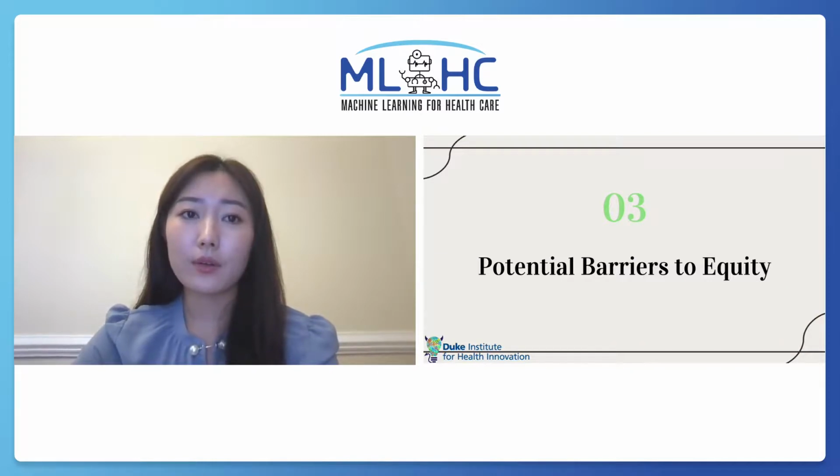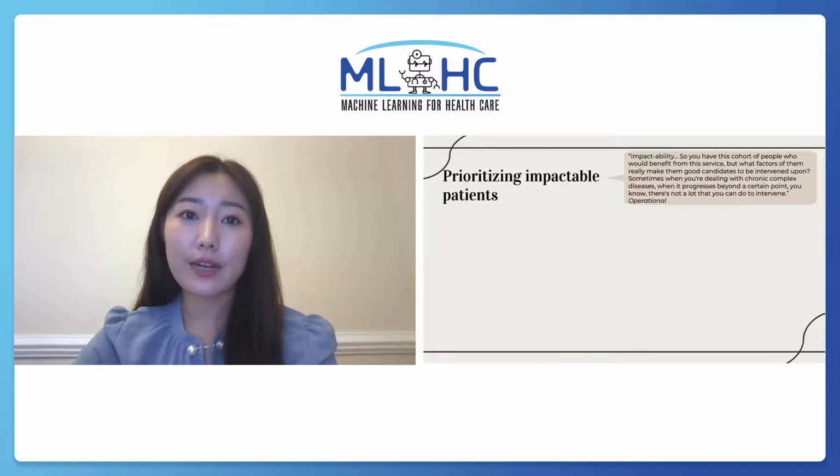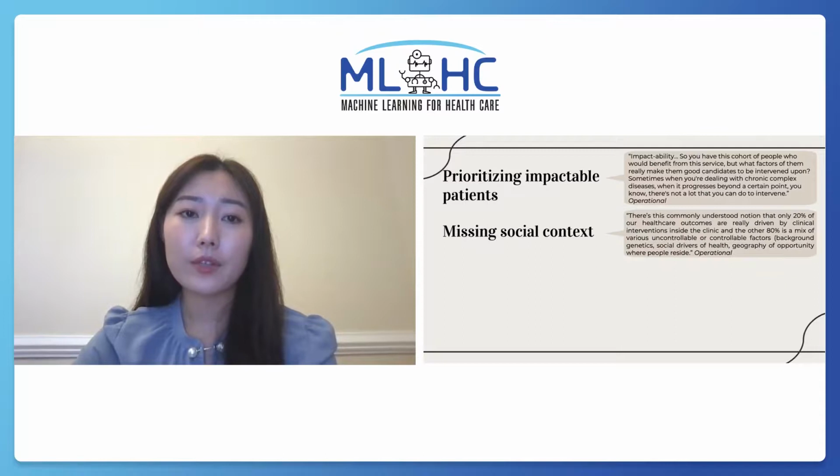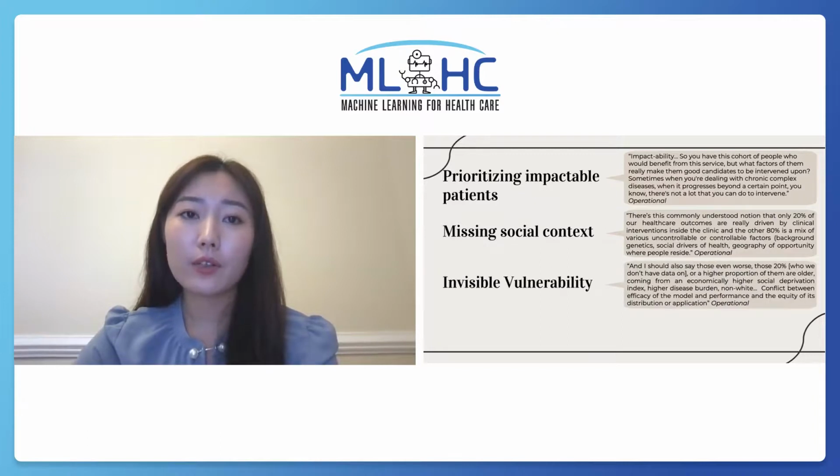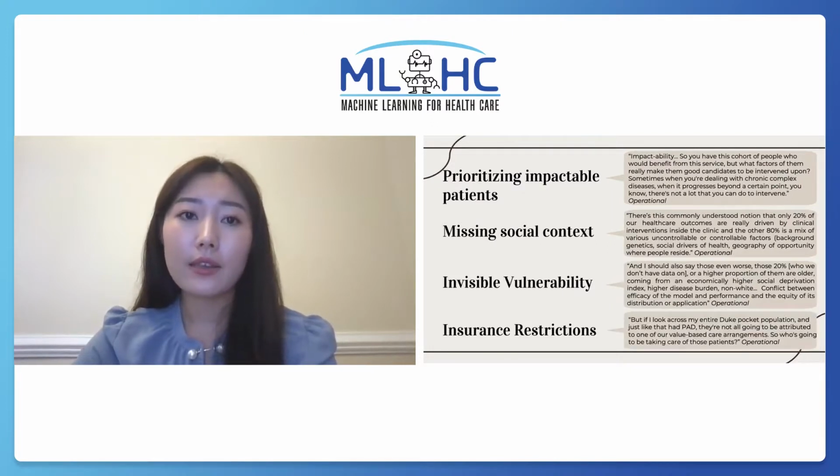Our third theme sought to explore what potential barriers there are to advancing equity. One is prioritizing impactable patients with limited time and resources available. Missing social context becomes especially important for equity, as we know that clinical factors are by no means the only variables that are shaping an individual's health status and health outcomes. Invisible vulnerability may widen equity gaps by consistently underserving those that are invisible to the model. And lastly, insurance restrictions that leverage different resources for patients with different insurance plans.